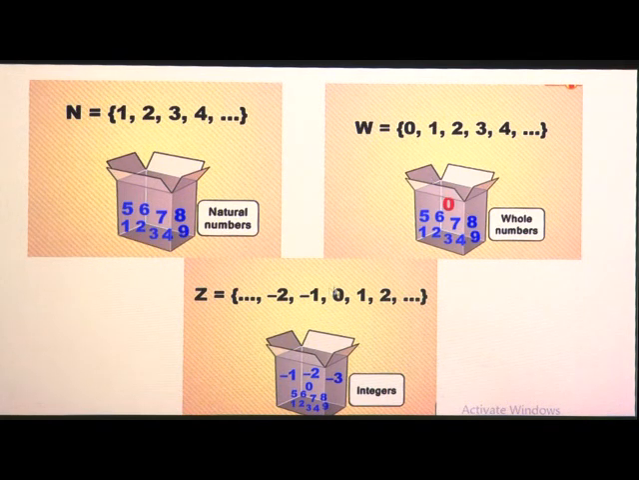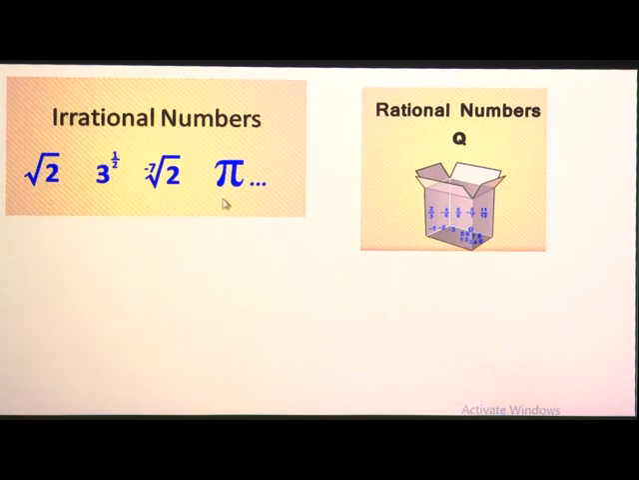Why are we learning all this? Because we want to learn rational numbers. But first, we will see what irrational numbers are. You might be seeing here √2, 3 to the power half, -7√2 and this is pi, and so on. We do not have a whole number, a natural number or an integer here. So, this type of numbers are called irrational numbers.